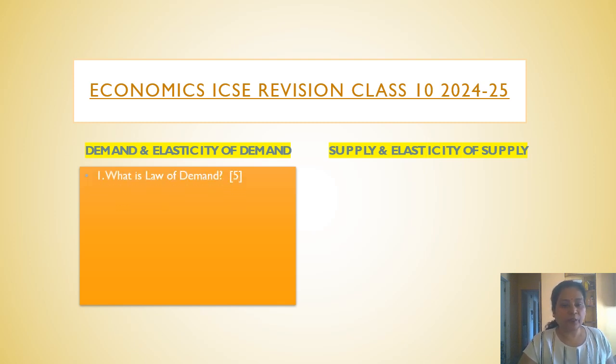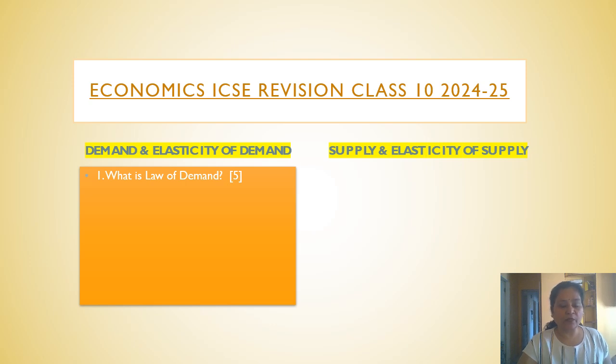What is law of demand? I have written next to it 5 marks. This question will be of 5 marks, and how are you going to write this answer? In this, you have to write first what is law of demand. You'll be writing it's a functional relationship between the price and quantity demanded, other things remaining constant. These are the things that you're going to write in the answer.